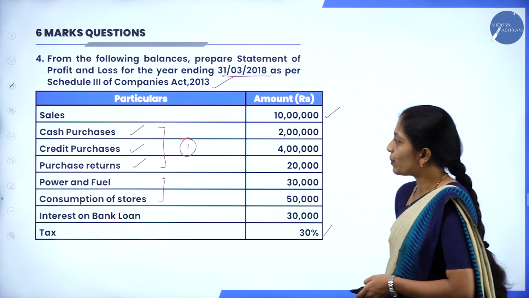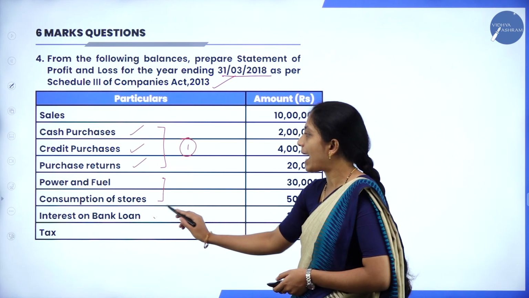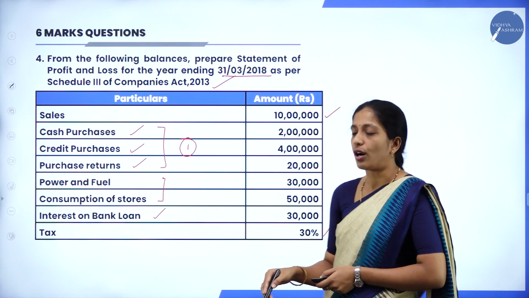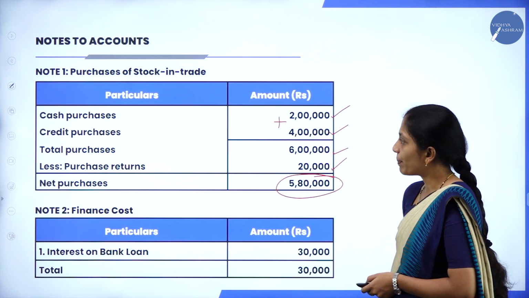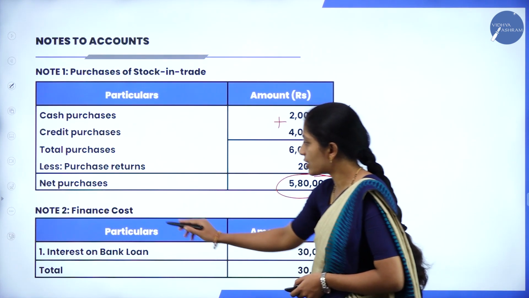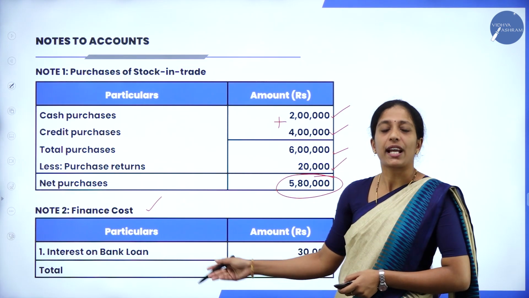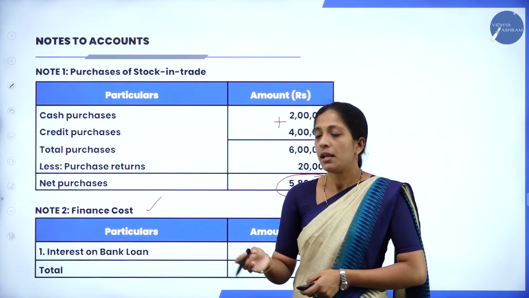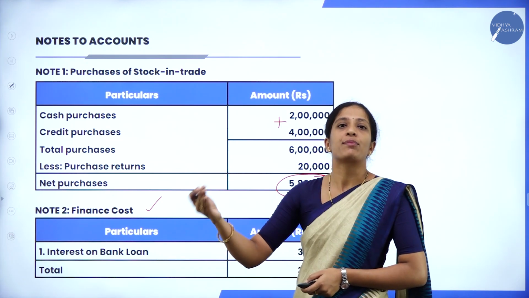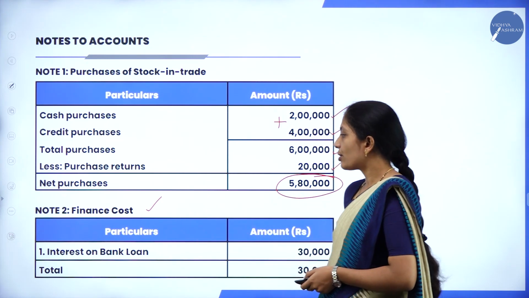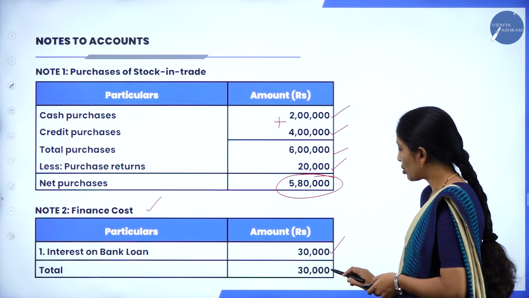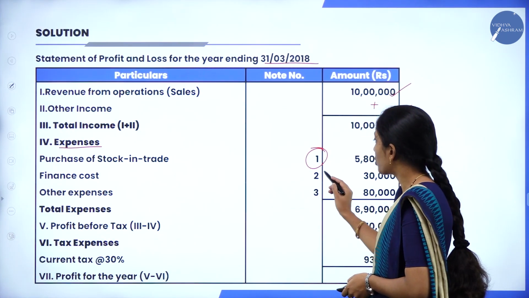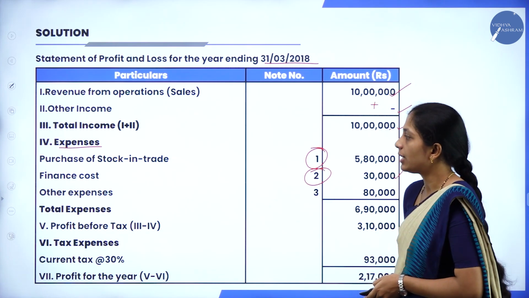Next, we have interest on bank loan. Where do you show it? It should be shown under finance cost. So you have to prepare a note. Even though we have only one item, we can't show it directly in the statement of profit and loss because interest on bank loan comes under finance cost. So, interest on bank loan 30,000, and the total will be 30,000. So this is note number 2: finance cost 30,000.